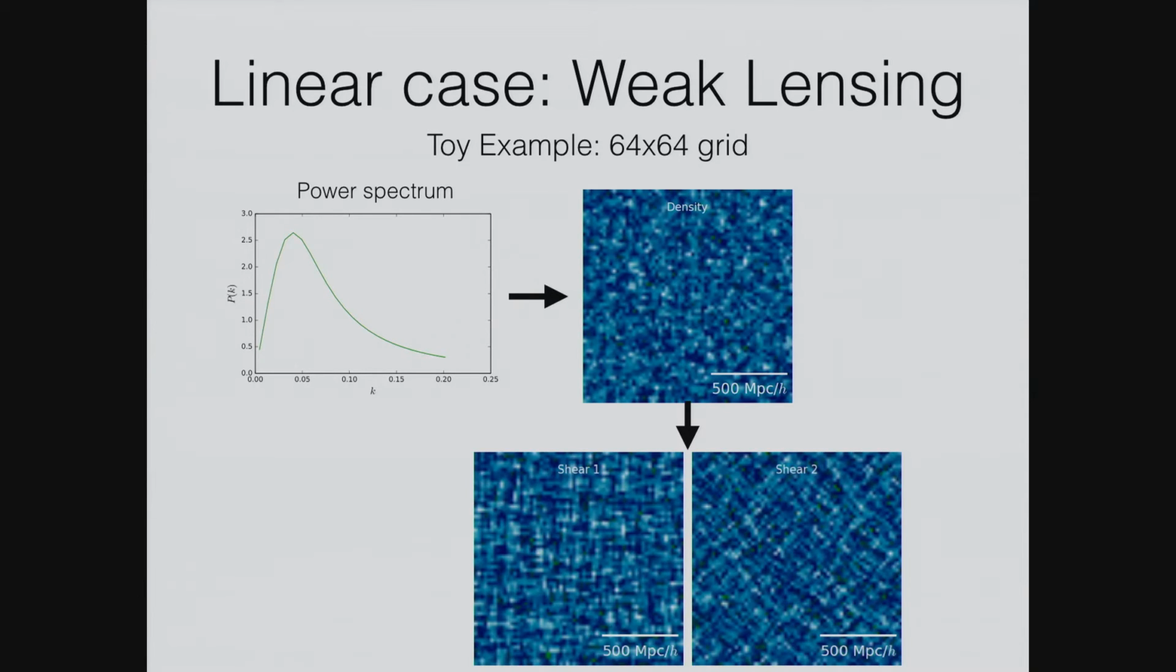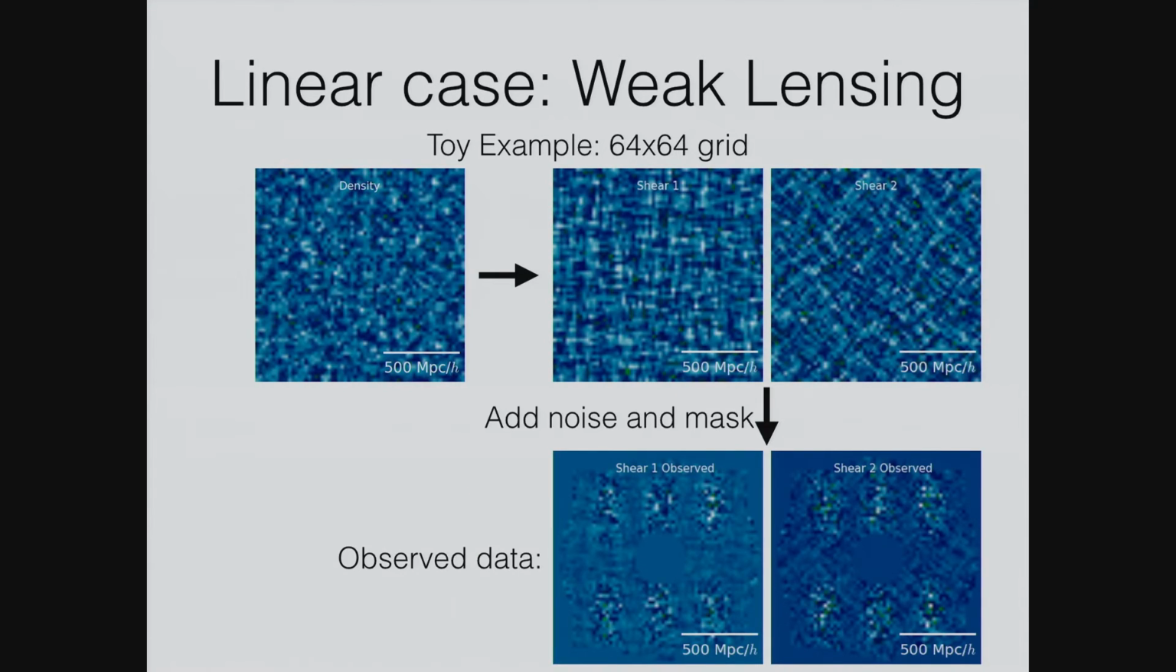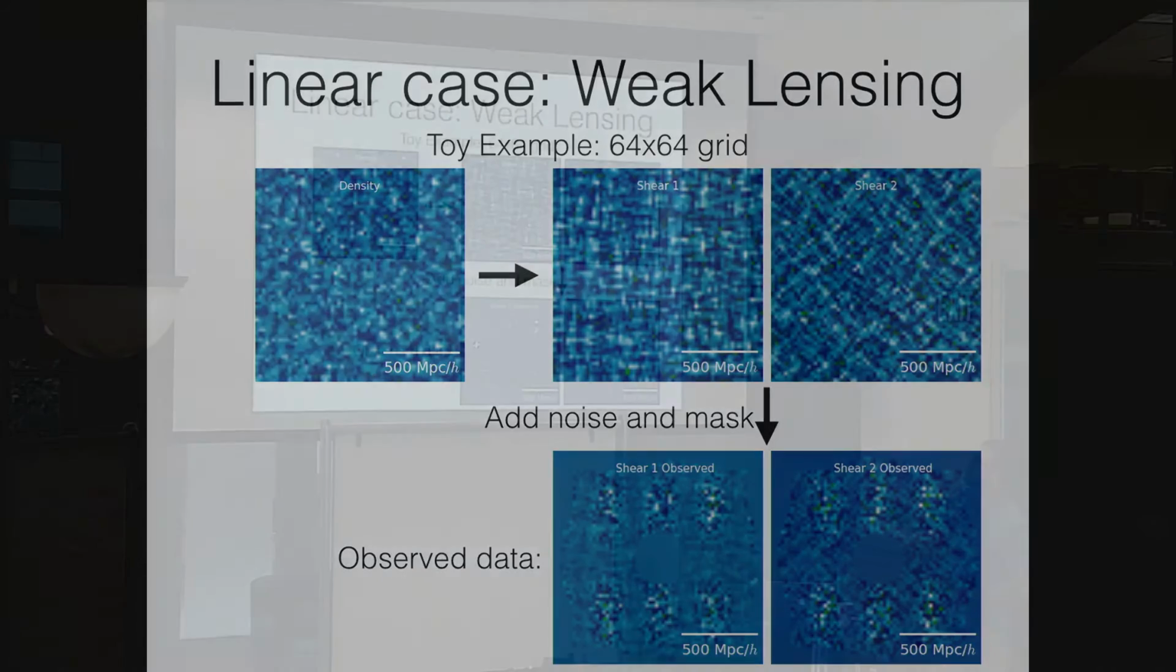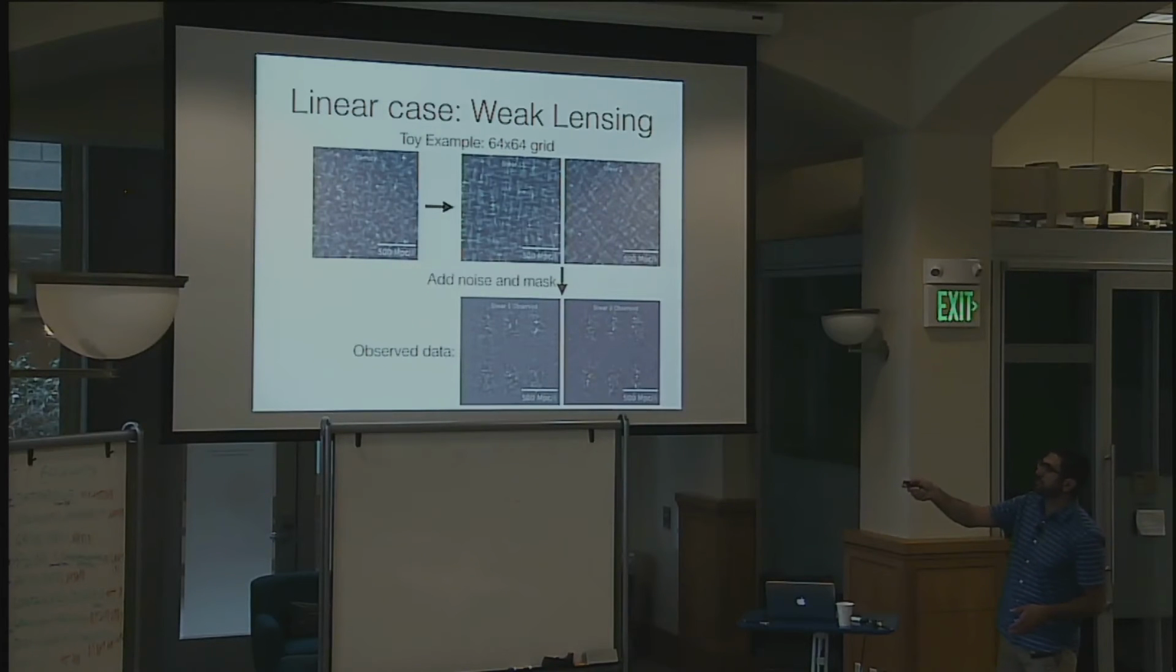So you construct the density, then you construct the two shear fields. You can see the structure in the shear fields, up and down, and then diagonal. You can add some noise to the shear fields, and then you mask out some regions. This is a toy example, so I've masked out sort of the centers and the sides. And then I've added noise that's not homogeneous. So this is your observed data. This is what you're trying to reconstruct. Okay?